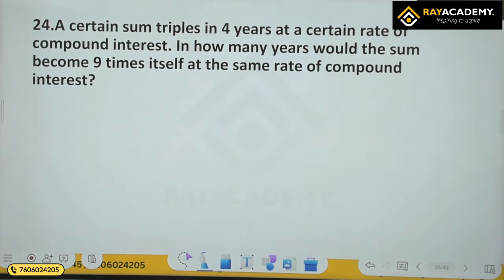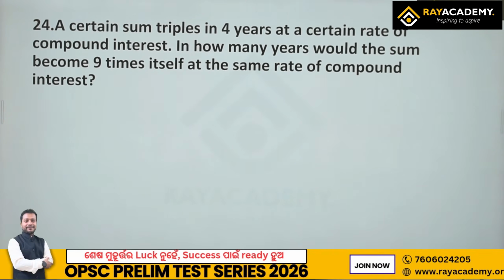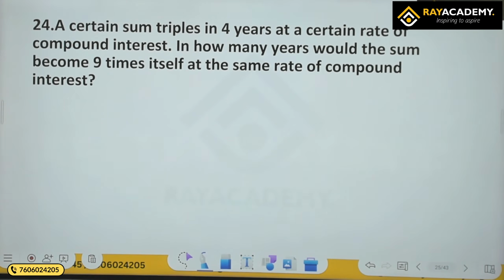Next question: a certain sum triples in 4 years at a certain rate of compound interest. In how many years would the sum become 9 times itself at the same rate of compound interest? The previous two questions were about simple interest, but here it is compound interest. Compound interest formula is a bit different, all of you know. Okay, we will see.